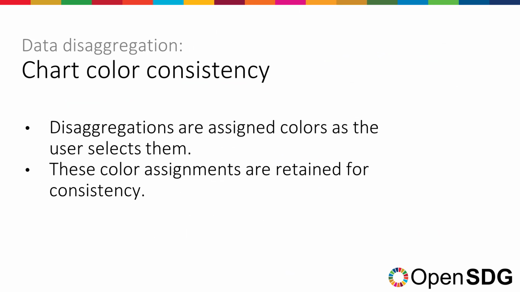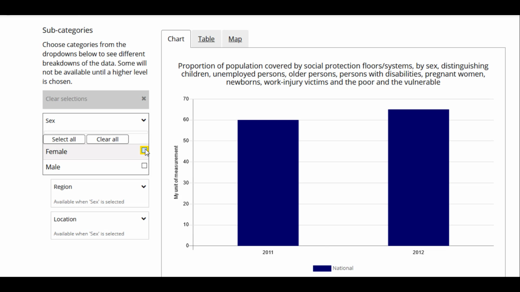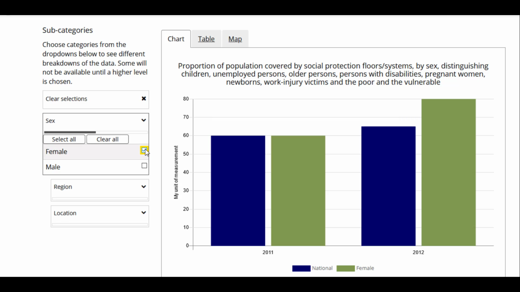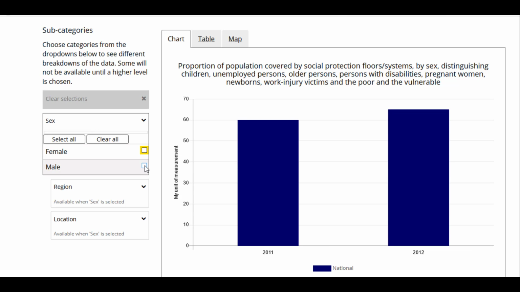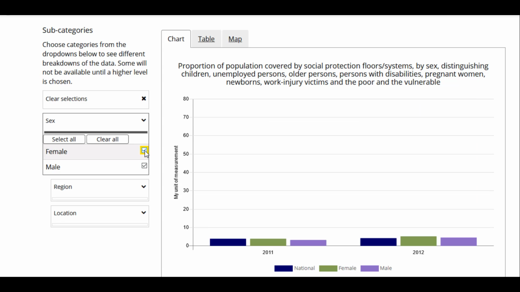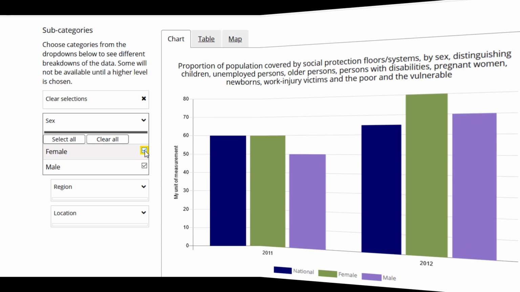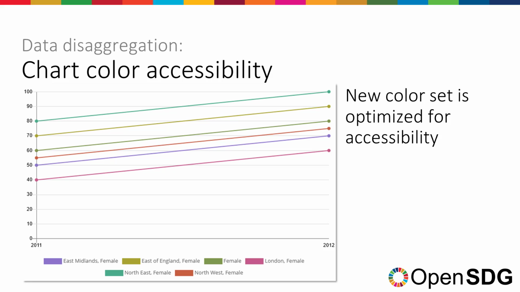As with past versions of Open SDG, new colors are added as the user selects disaggregation options from the sidebar. In version 1.3, much more consistency has been given to these color choices. This helps users interpret the data as they interact with these disaggregation controls. For example, notice how the color for female here is green. Even if I remove female and then add some other choices, when I add female again, it still shows up as green.